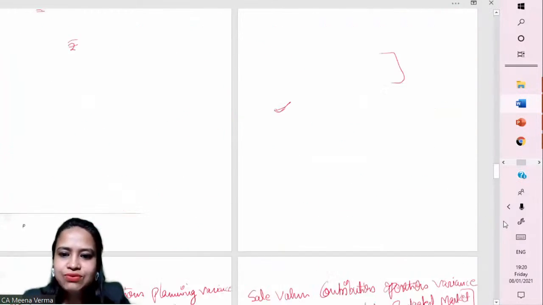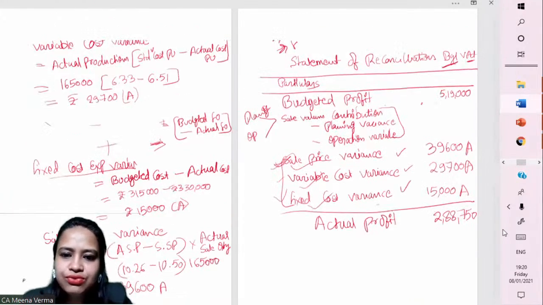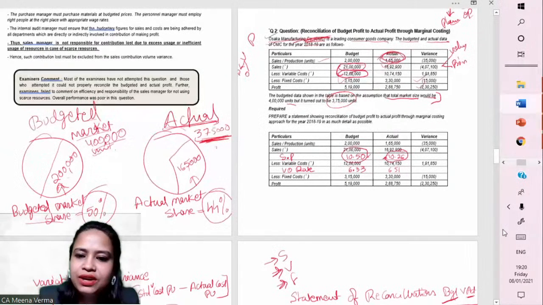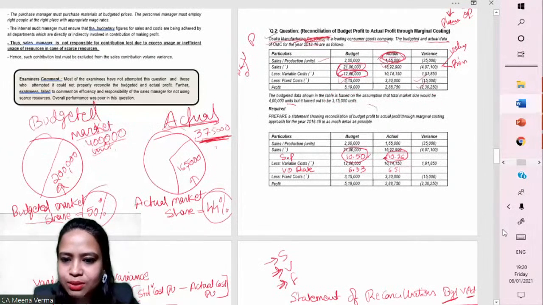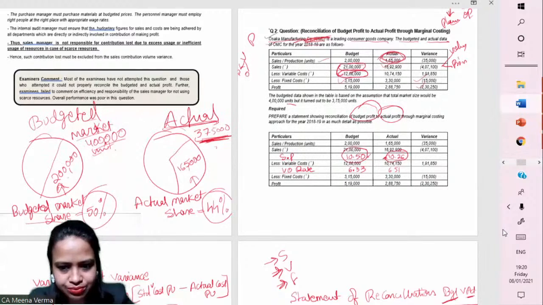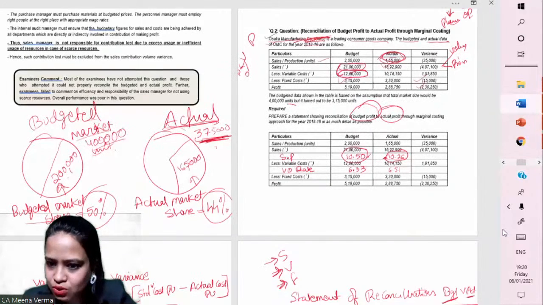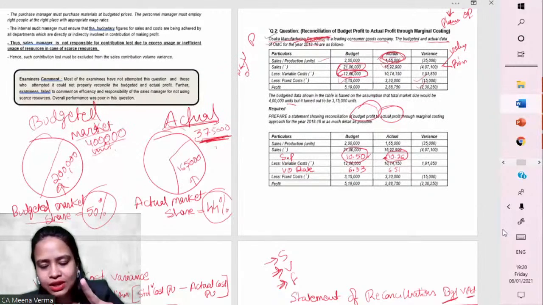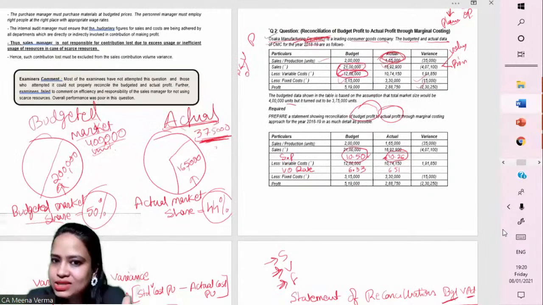So in this case, if you see this question, you will find that they have asked you to prepare a reconciliation statement between the budgeted profit and actual profit. For that, why is there a difference between the budgeted profit and actual profit? Because there might be some changes in sale, there might be some changes in cost, right?